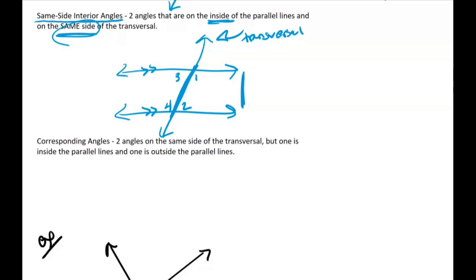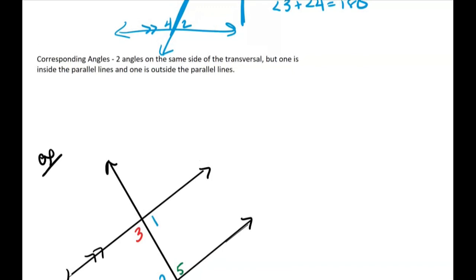Now, hopefully your eyes are telling you that these angles do not look congruent because they're not. However, we do know that the measure of angle 1 plus the measure of angle 2 are going to equal 180. So same side interior angles are supplementary. And angle 3 plus 4 is equal to 180. Okay, so that's helpful.